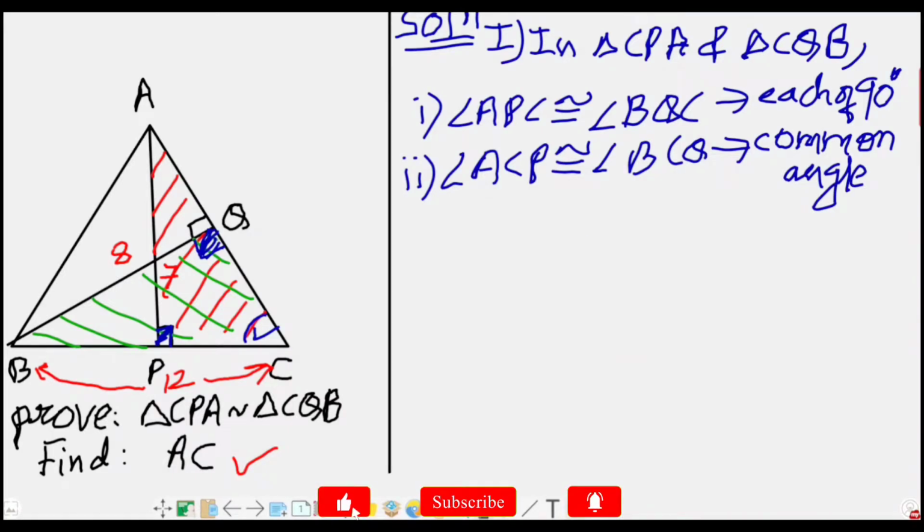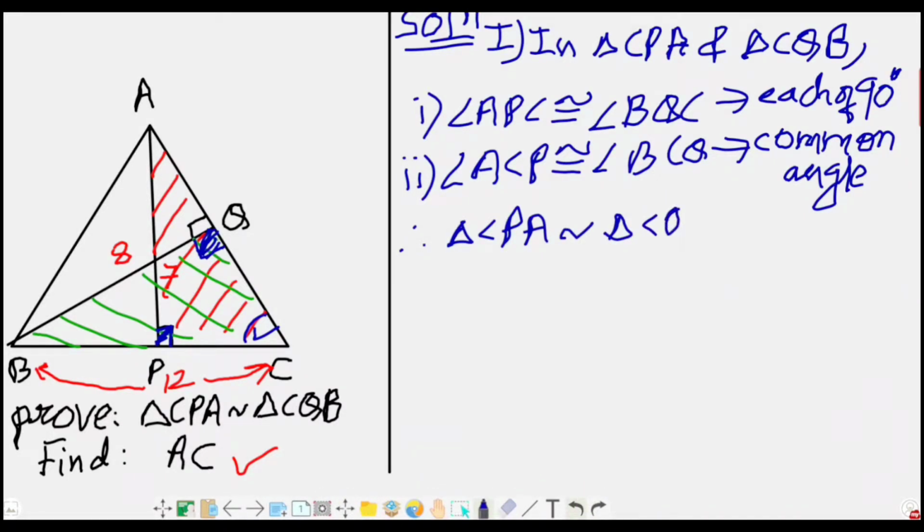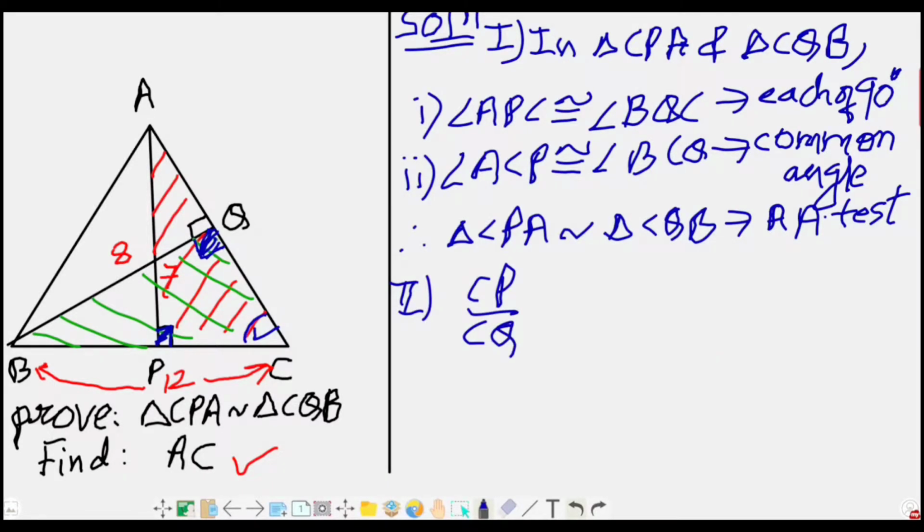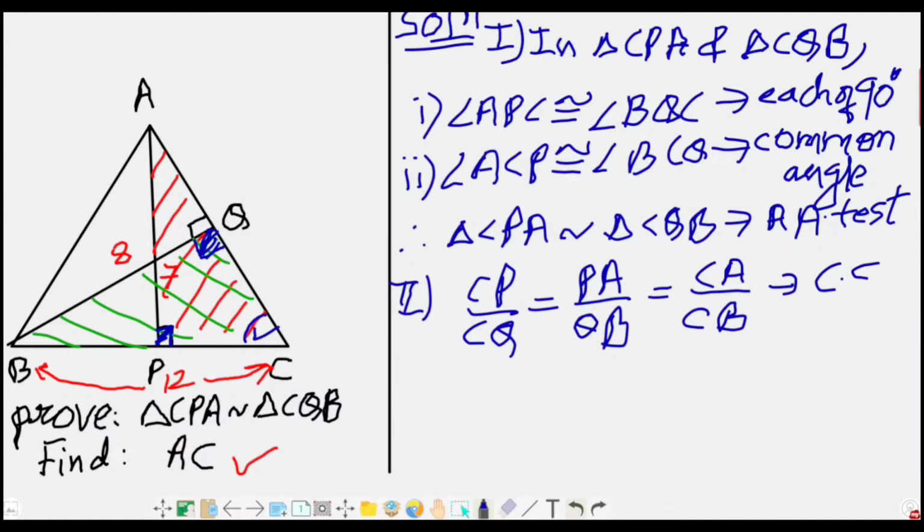Okay. Now based on this, we can conclude that triangle CPA is similar to triangle CQB by the AA test of similarity. Once the triangles are similar, you can write the ratio of their corresponding sides. So CP upon CQ will be equal to PA upon QB, and in turn CA will be in proportion with CB. They are the corresponding sides.